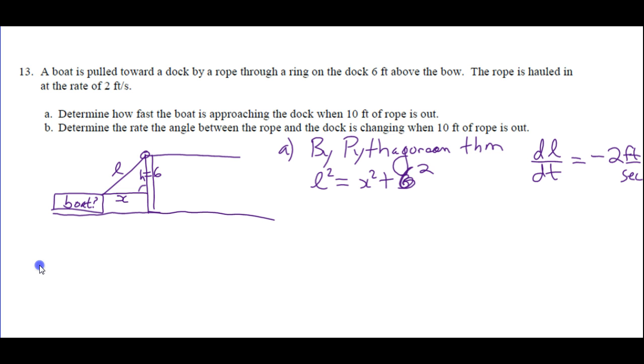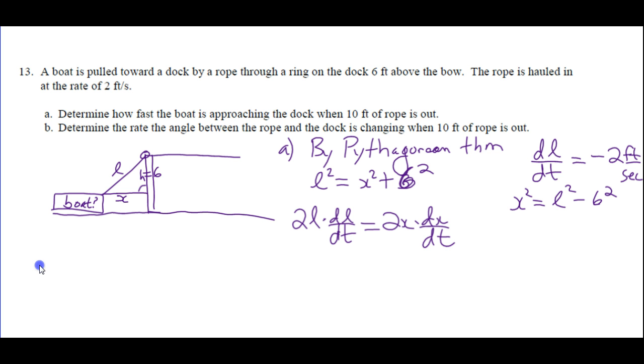What else do we want here? Well, okay, when there are 10 feet of rope out, we know that x squared is equal to L squared minus 6 squared, because we're going to need an x at some point, right? We're going to have to know when there are 10 feet of rope out. Although, perhaps let's do this first. So let's just take the derivative here, right? So 2L times dL by dt is equal to 2x times dx by dt. And the derivative of 36 is just 0, right?